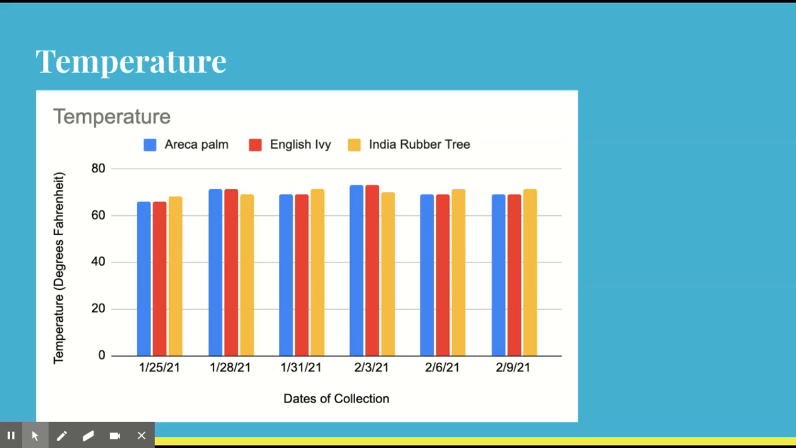The temperature. The temperatures were overall the same, except for one that fluctuated the most, which was the India rubber tree. The rest of the plants were close to the same trend.